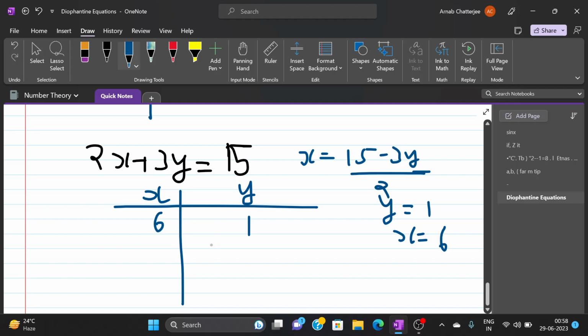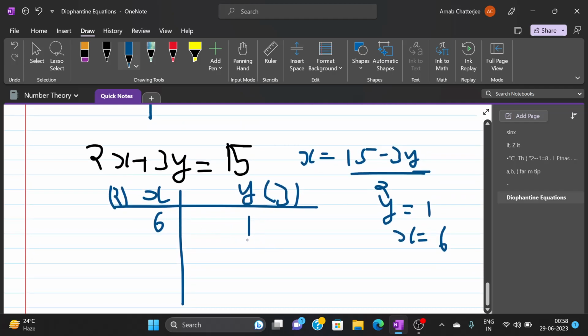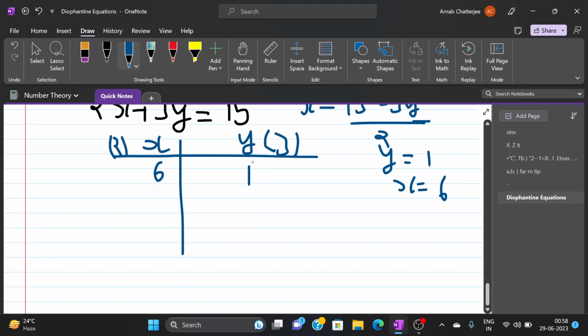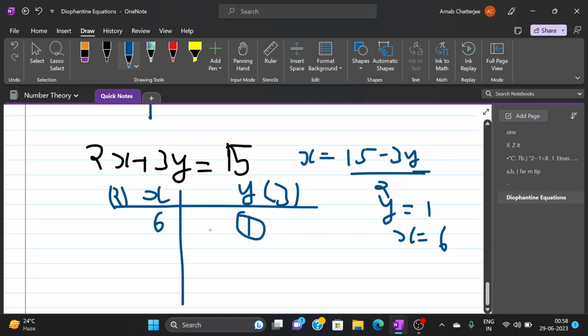Now, as I said to you, what we will do is write the coefficient of x here and the coefficient of y here. Now, first increase y with the coefficient of x, and decrease x with the coefficient of y, until you reach x equal to 0 or x less than 0.